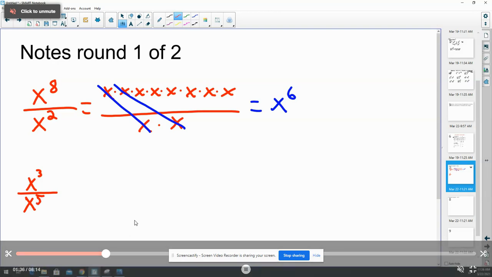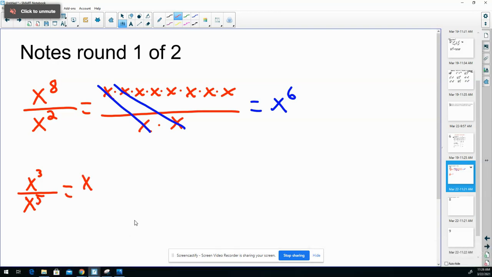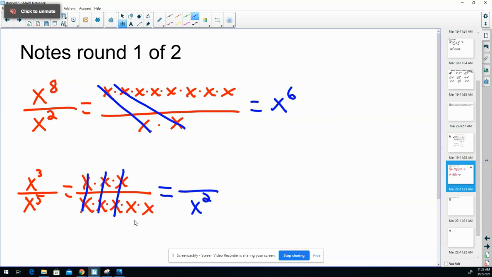So now what if the bottom is bigger than the top? So if I have x to the 3rd, which is x times x times x, over x to the 5th, right, which is 5 x's on the bottom, we can cancel out 3 sets, and I'm left with x squared on the bottom, but I've got to put something on top here, so we put a 1.